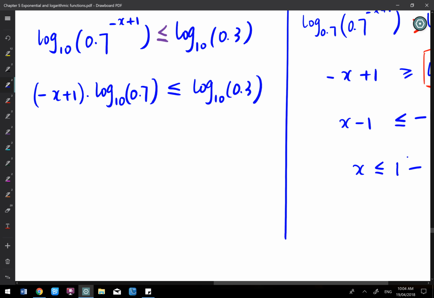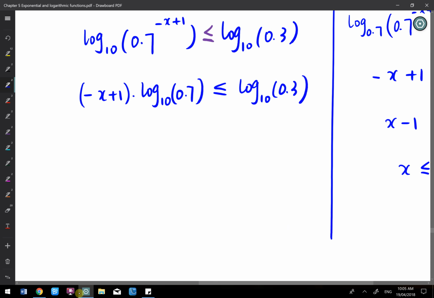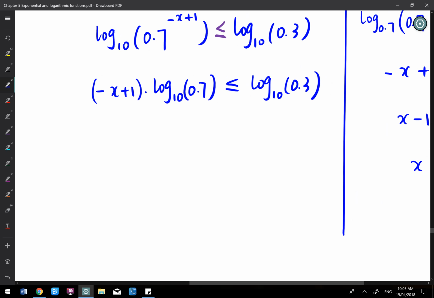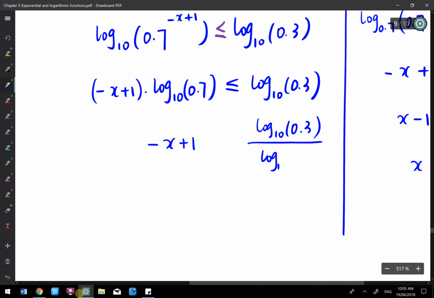When we keep the sign the same, what we will have is, I drag the power into the front. That's what we will have. Okay, so minus x plus 1. I will divide by log 10 0.7 on both sides. We divide by this number.